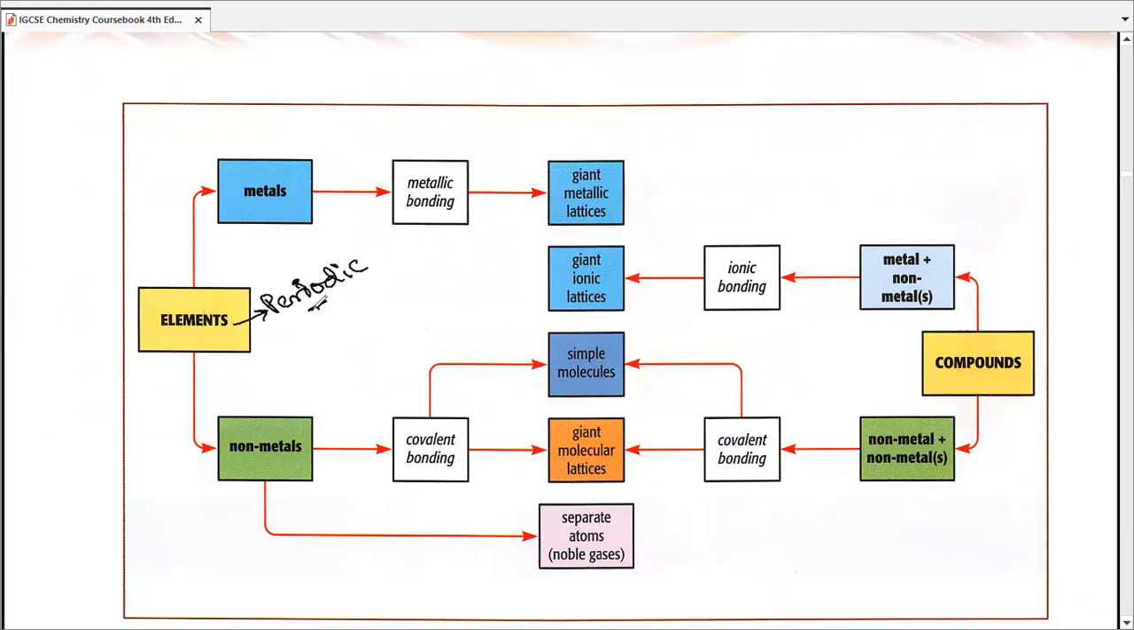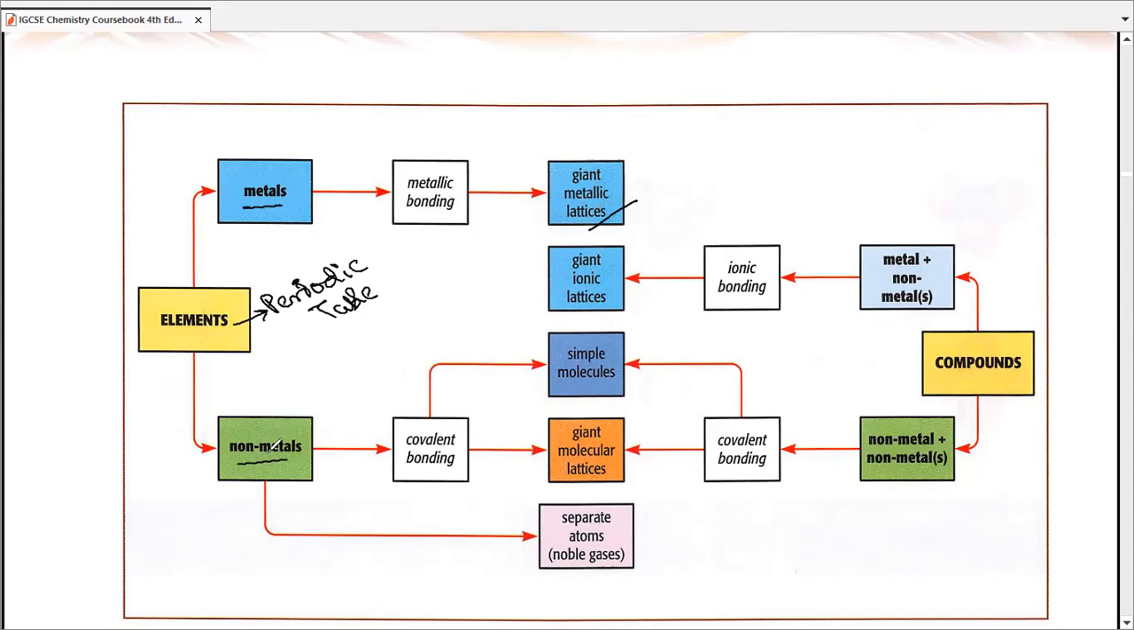These elements can be divided into 2 categories: metals and non-metals. Metals are mostly present on the left of the periodic table, and non-metals usually occupy the right-hand side part of the periodic table. When metals combine with one another, they go with metallic bonding, and they form giant metallic lattices with positively charged ions and delocalized electrons, as we have studied before.